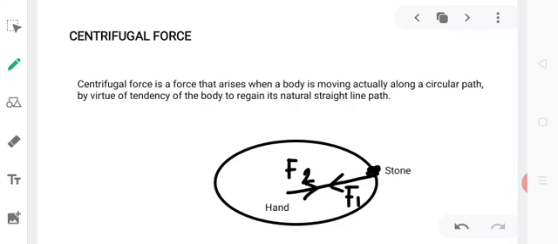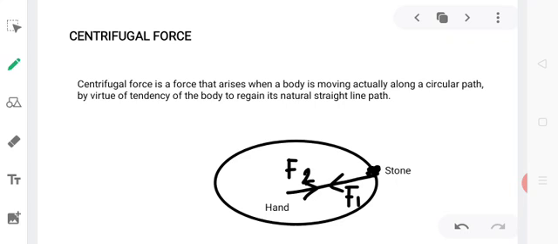Centrifugal force. The natural tendency of a body is to move uniformly along a straight line. When we apply centripetal force on the body, it is forced to move along a circle. While moving actually along a circle, the body has a constant tendency to regain its natural straight line path. This tendency gives rise to a force called centrifugal force. Hence, centrifugal force is a force that arises when a body is moving actually along a circular path by virtue of tendency of the body to regain its natural straight line path.